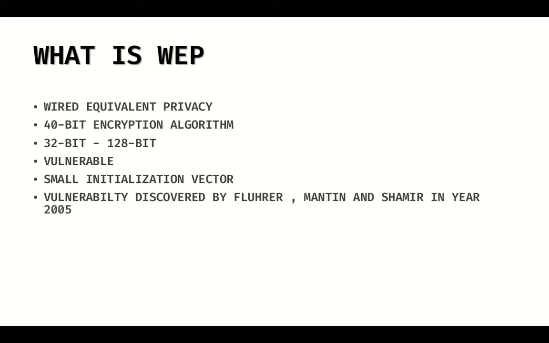And how does the vulnerability work? That is because of the small size of the bits being used for the encryption. You can see 40-bit is so small, and a small initialization vector also affects that. The size of the IVs, that's what we call them, IVs, also affects the encryption. The vulnerability was discovered by Fluhrer, Mantin, and Shamir in the year 2001. So that is when the vulnerability was discovered. Let's go ahead and move to the next slide.